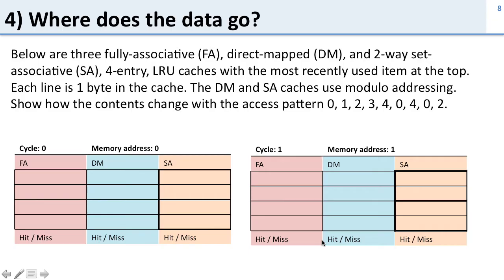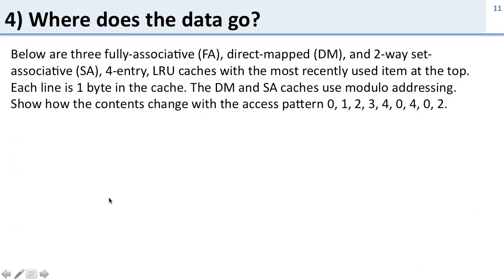All right, now let's take a look at where the data goes. So here we have three different caches. We have a fully associative cache, a direct map cache, and a set associative cache. And we're going to look and see what happens when we go through this access pattern, 0, 1, 2, 3, 4, 0, 4, 0, 2. And the way I'm going to draw this, I'm going to have the least recently used thing on the top so we can keep track of what gets kicked out. But in the real cache, it doesn't move data around based on what's least recently used. So let's go ahead and get started.